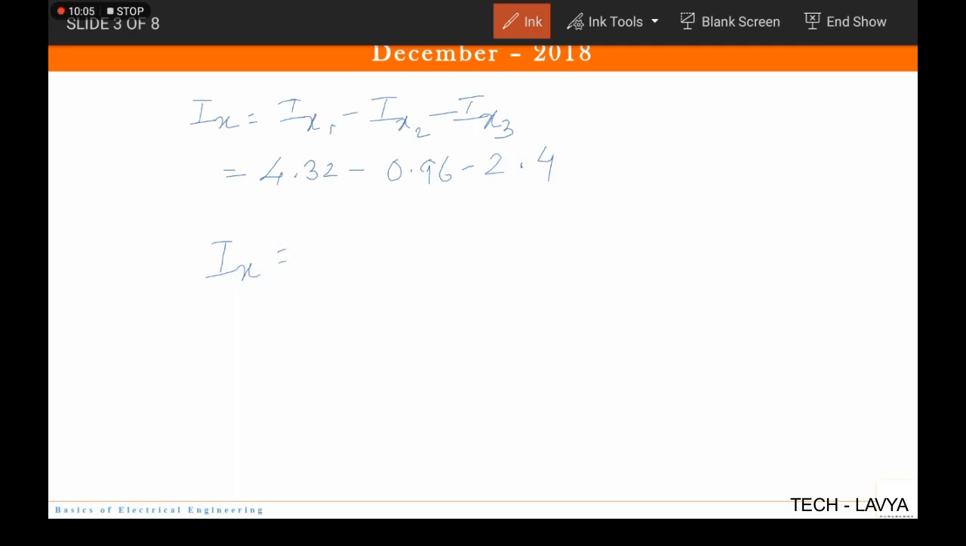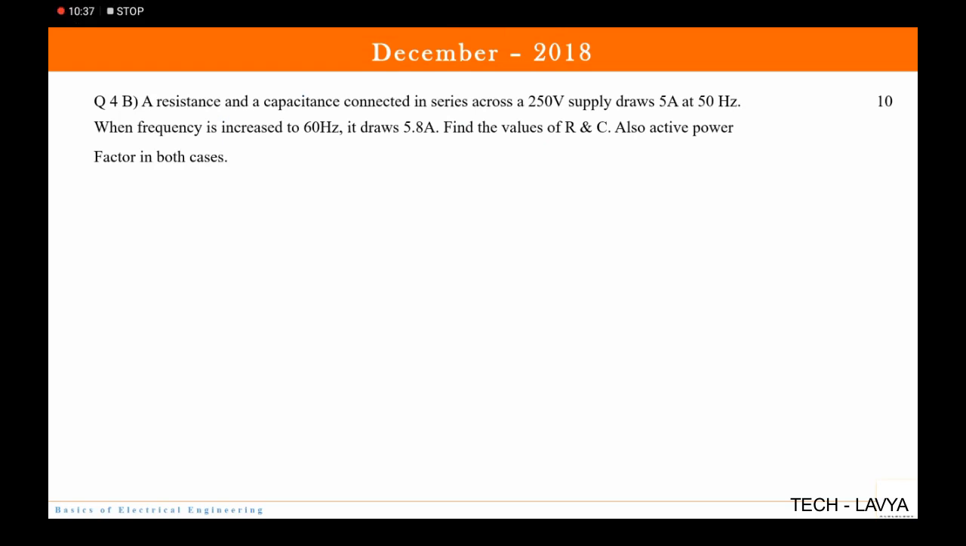So it is 4.32 minus 0.96 minus 2.4. So the answer comes out to be 0.96 amperes. Okay, so this is the answer. Fine. So let us go to the next question now.